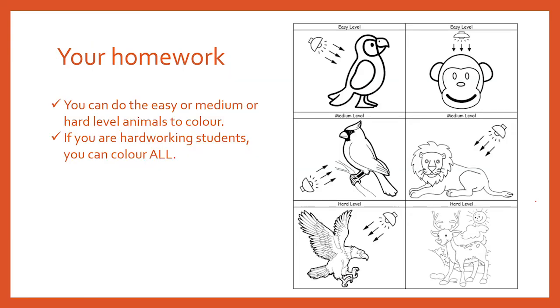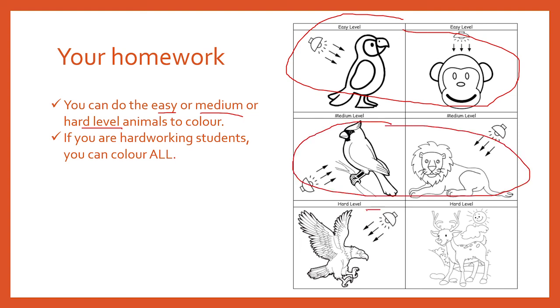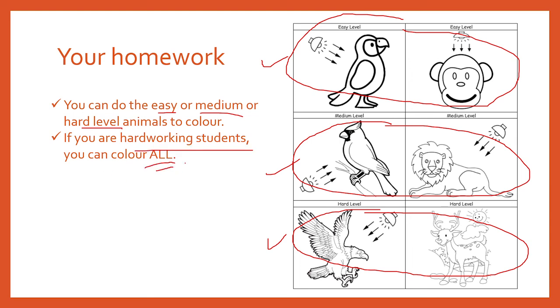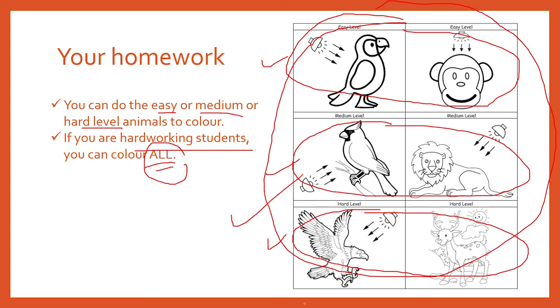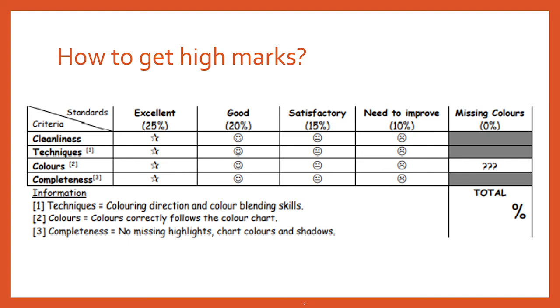For your homework, you can do the easy, the medium, or the hard level. If you want to do the easy, you choose these two. If you want to do the medium level, you choose these two, and then the hardest level is these two. You can do the first one, the middle one, or the bottom one. Or if you are a hardworking student, of course you're allowed to do all of it. To get high marks, I don't have to explain to you. I already explained it in the previous slide.